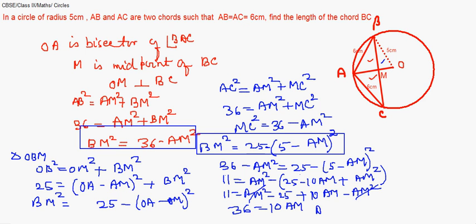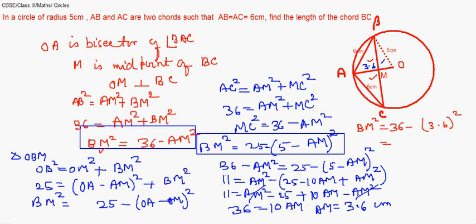So AM is 36 upon 10, so it is 3.6 centimeter. AM is 3.6 centimeter. We need to find BM to find BC. So you can take any of the triangles AMB and let's substitute it with 3.6. So BM square, look at this equation, BM square is equal to 36 minus AM square, AM whole square.